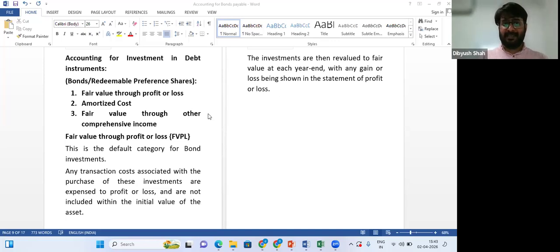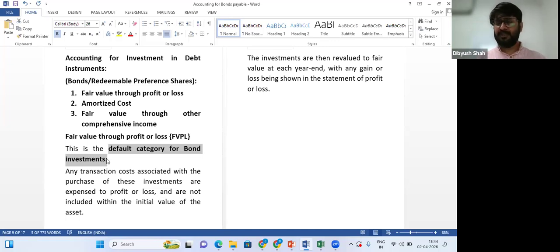Now, this is the default category for bond investments. So IFRS 9 says that this is the default category for all bond investments. Means unless they fulfill the criteria of being recognized in amortized cost or fair value through other comprehensive income, by default, they will end up in FVPL.